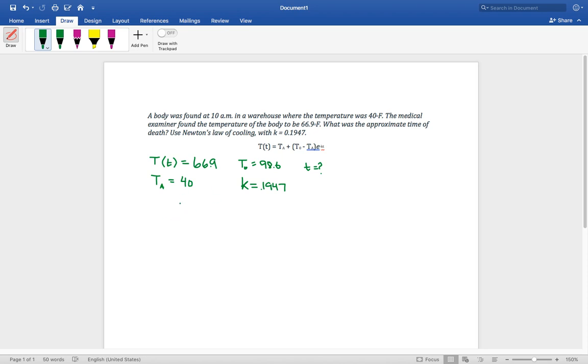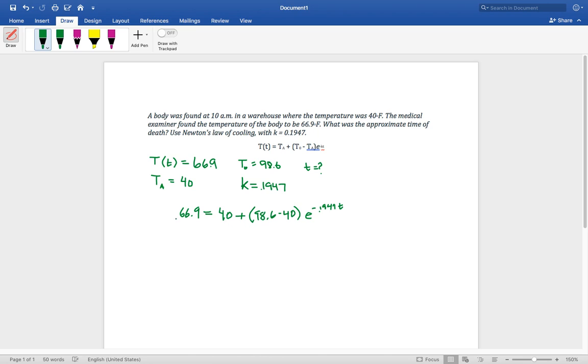Okay, so we're going to throw all that into that big complicated equation. T of t is 66.9, equals T sub A, which is 40, plus 98.6 minus 40, times e to the negative 0.1947 times t.